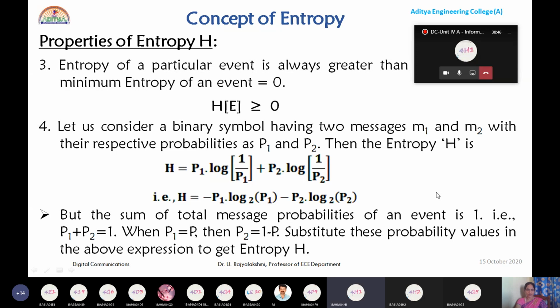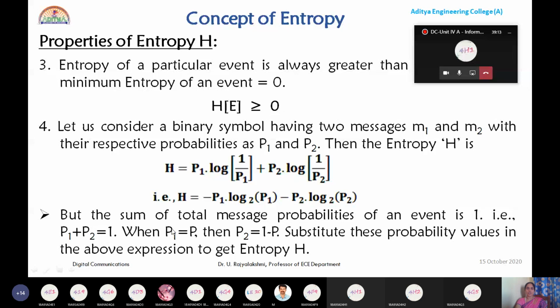H is equal to minus p1 log p1 base 2 minus p2 log p2 base 2. Now, what is the sum of all message probabilities of an event? 1, ma'am. So here, two messages are there, so the sum of probabilities P1 and P2 should be equal to 1. So, P1 plus P2 is equal to 1.